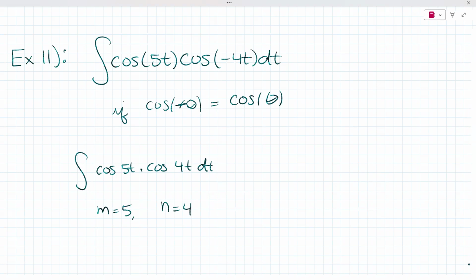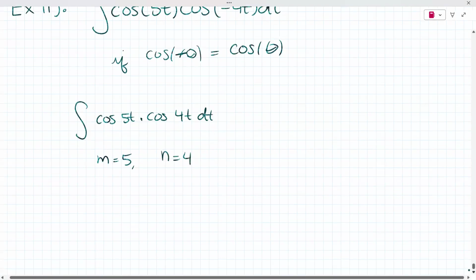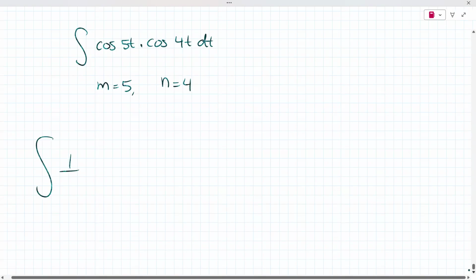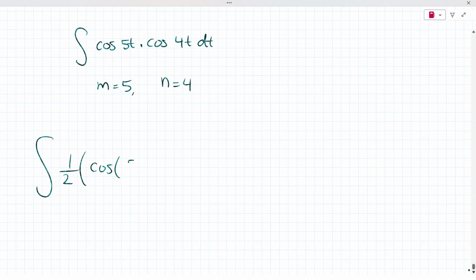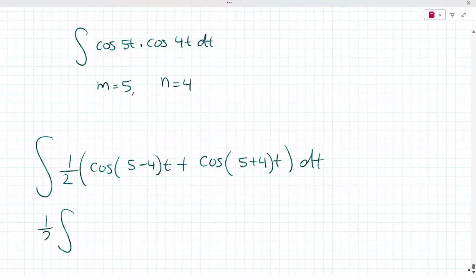So we can rewrite this problem as the integral of 1/2 of cosine of m minus n, so that's 5 minus 4 t, plus cosine of m plus n, so that's 5 plus 4 of t, dt. And then 1/2 is a constant, so that's going to be cosine of 1t plus cosine of 9t dt.